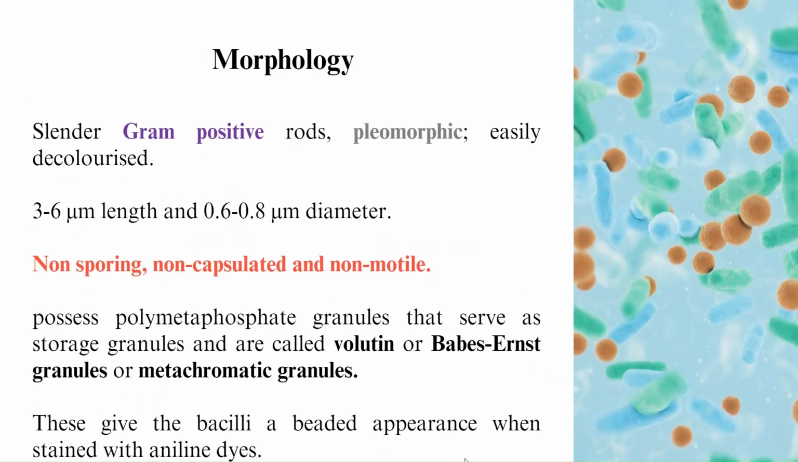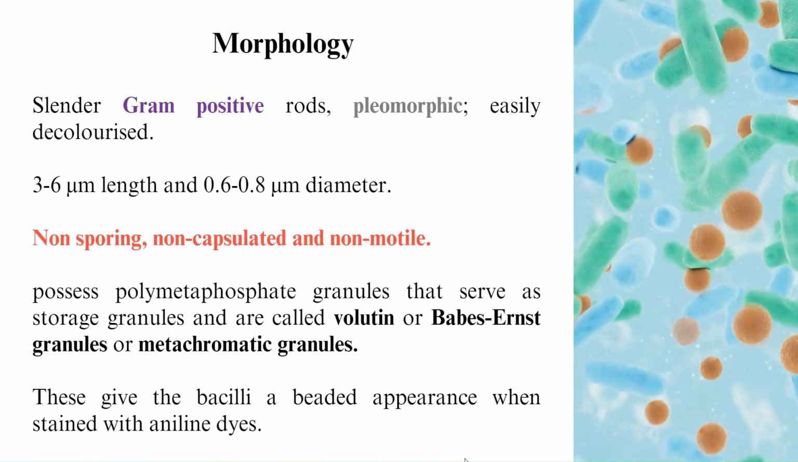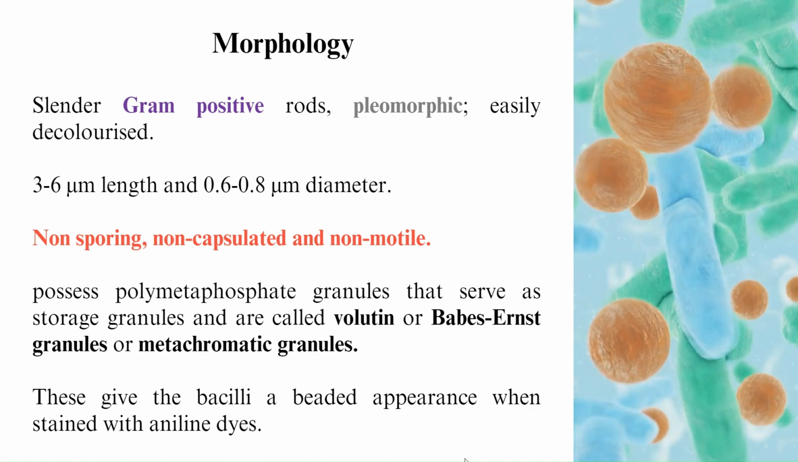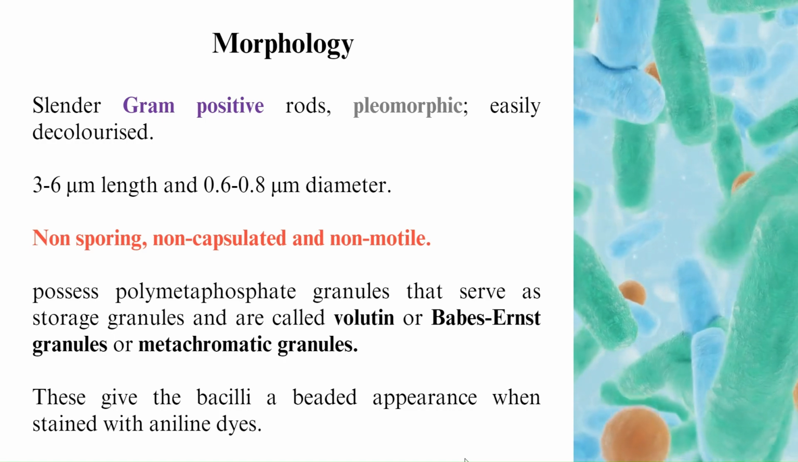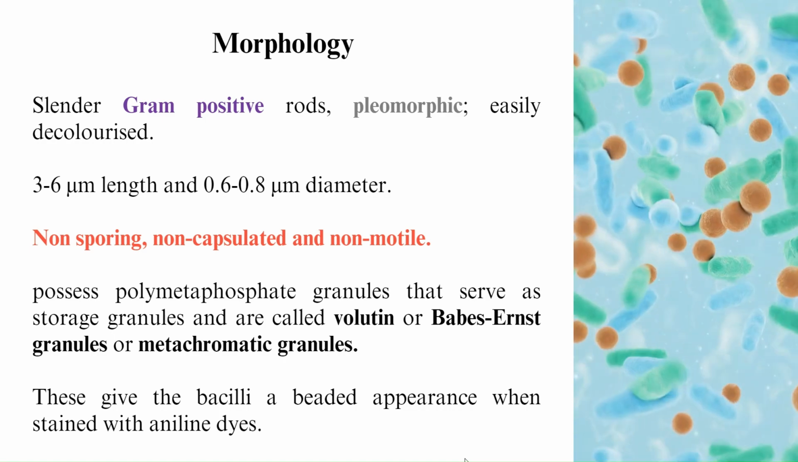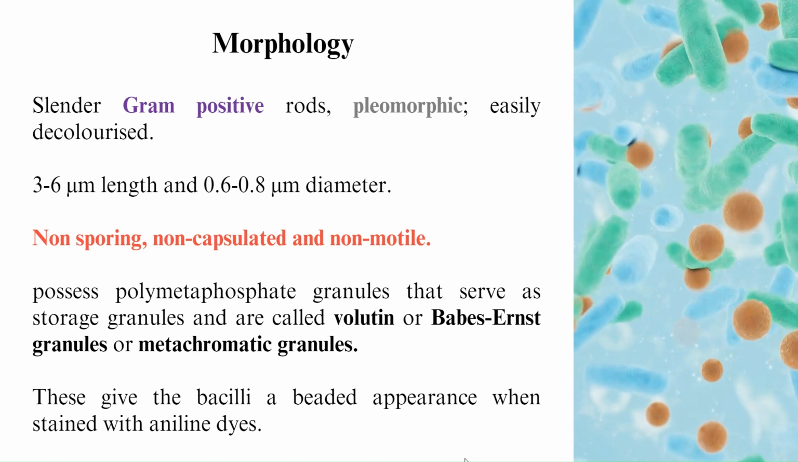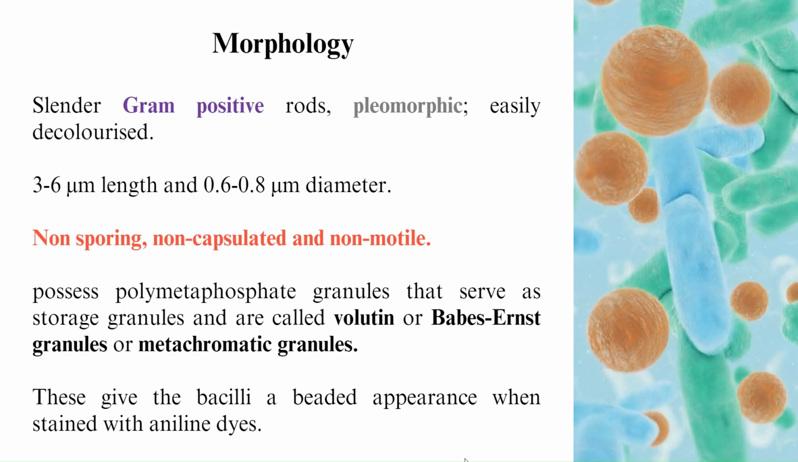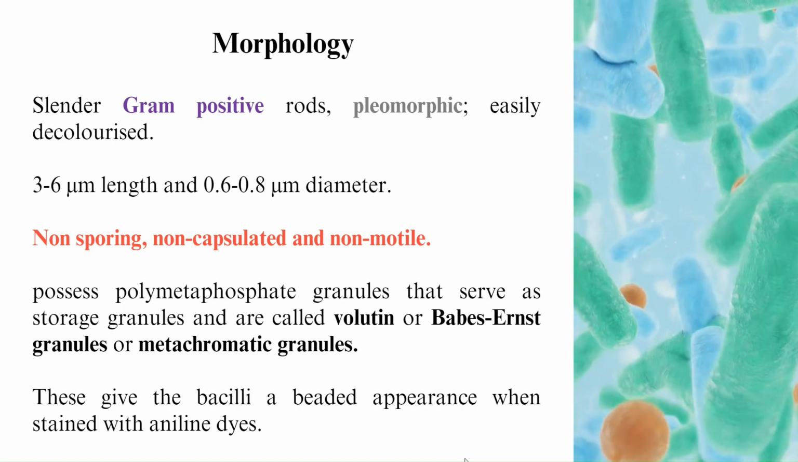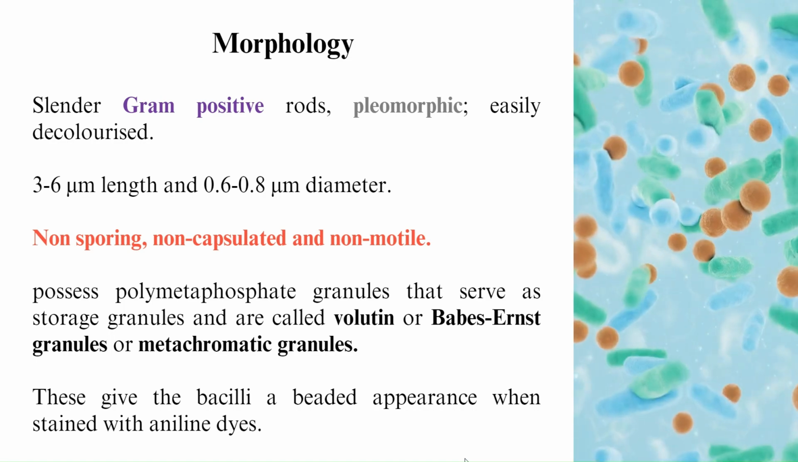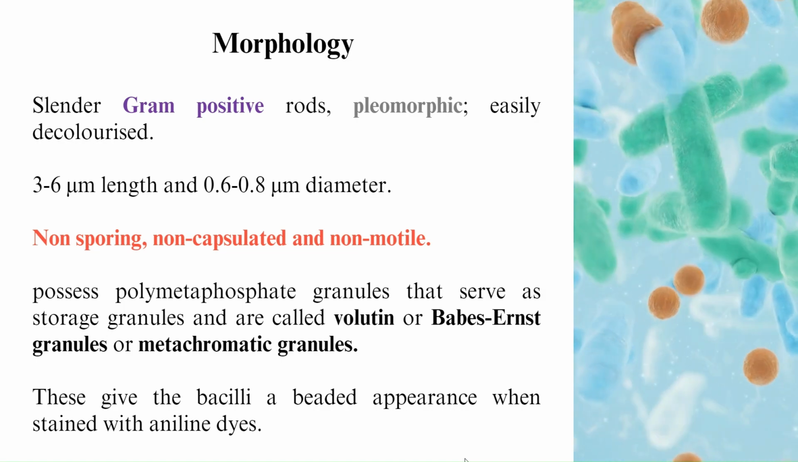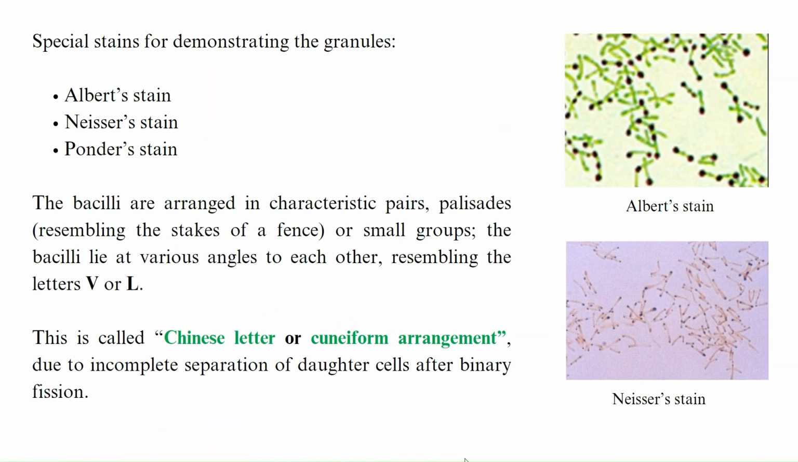The morphology of Corynebacterium diphtheriae is as follows. They are slender gram-positive rods, pleomorphic, and easily decolorized. They are 3 to 6 micrometers in length and 0.6 to 0.8 micrometers in diameter. They are non-sporing, non-capsulate, and non-motile. They possess polymetaphosphate granules that serve as storage granules and are called volutin, Babes-Ernst granules, or metachromatic granules. These give the bacilli a beaded appearance when stained with aniline dyes. Special stains for demonstrating the granules are Albert's stain, Neisser's stain, and Ponder's stain.